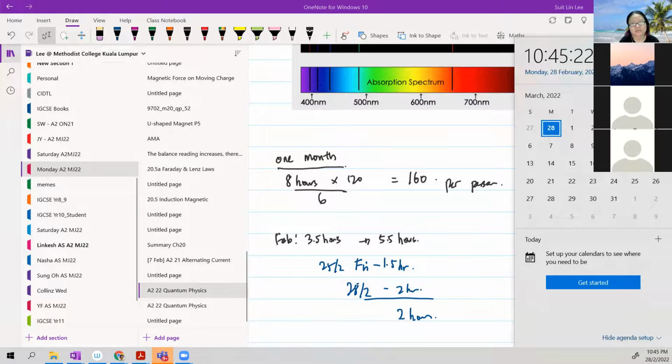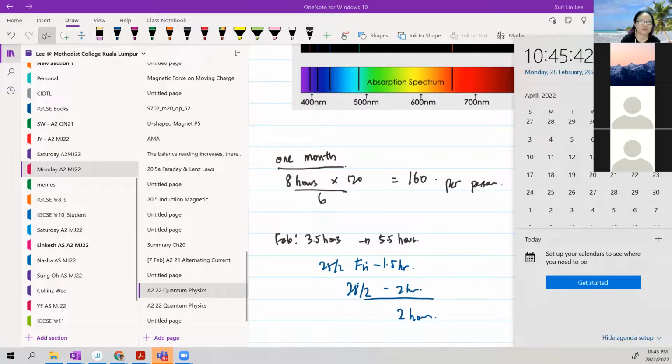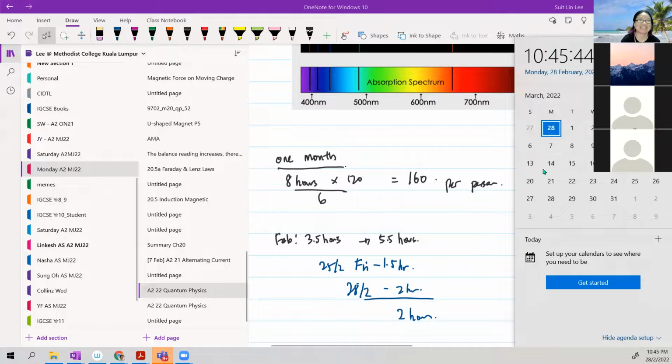May has 4 weeks, 4 Mondays. So we'll find a place lah. But May is my GG month because of trials and marking. So I'm guessing somewhere towards the end, like this one. But if you need to, we can find time. Yeah. We see how lah next week.